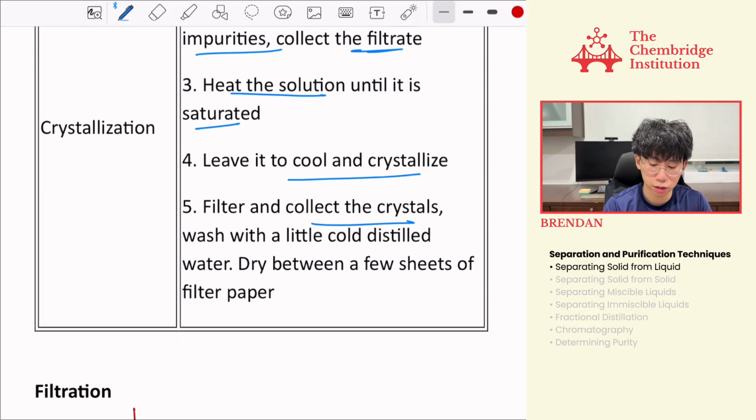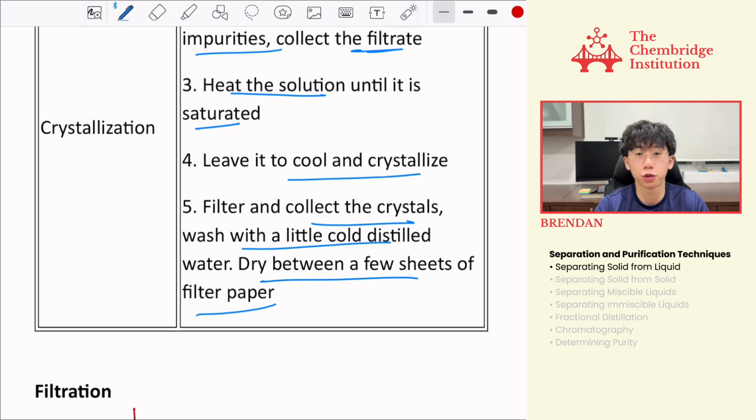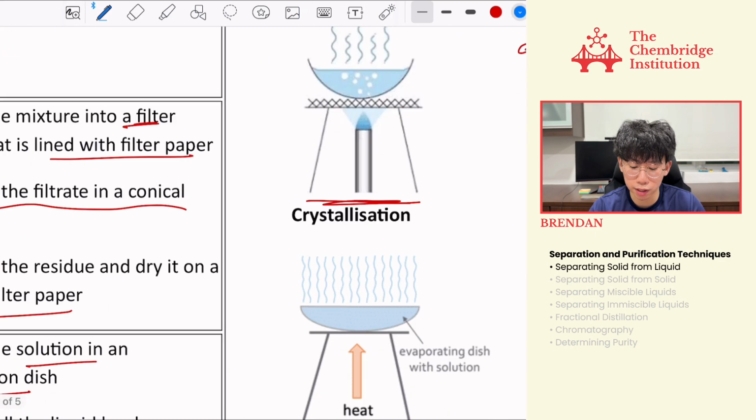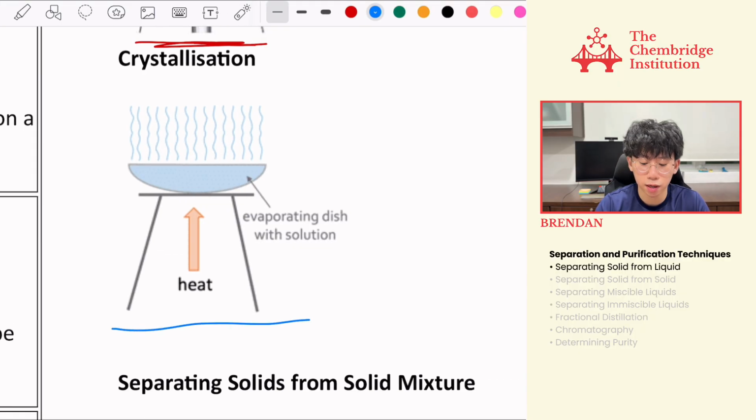And then you wash it with a little cold distilled water, and then you dry it between a few sheets of filter paper. So this is also another method which you can use. And typically, it will look something like this, where you can have a beaker, or a little evaporating dish with the solution itself. You heat it to saturation and then you let it cool for crystals to form, then you filter it.